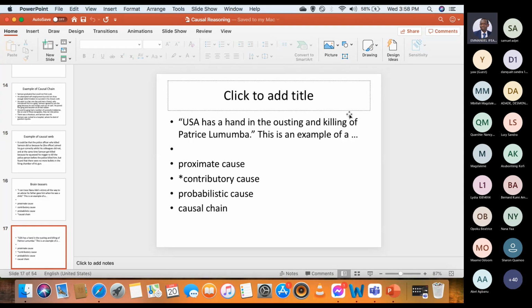Now, USA has a hand in the ousting and killing of Patrice Lumumba. This is an example of a what? Proximate, contributory, probabilistic, causal chain. Now, when you talk about having a hand, automatically it tells you there are other factors. So your answer would be contributory cause.